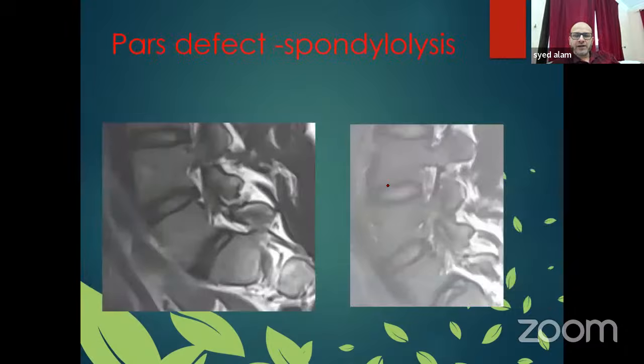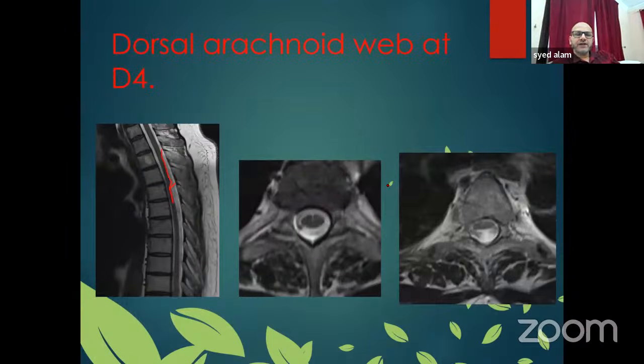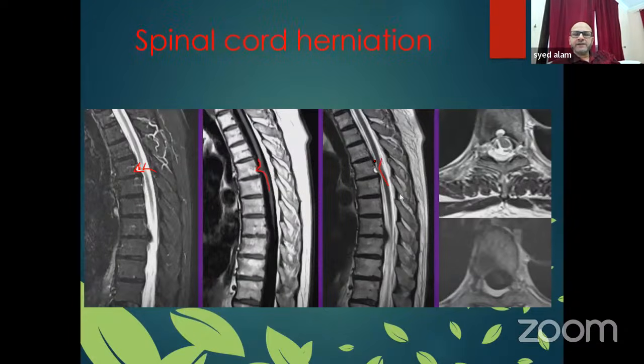So scalpel sign is the arachnoid web, and there is a bulge like this. This is the cord herniation. This is also easy, not difficult.